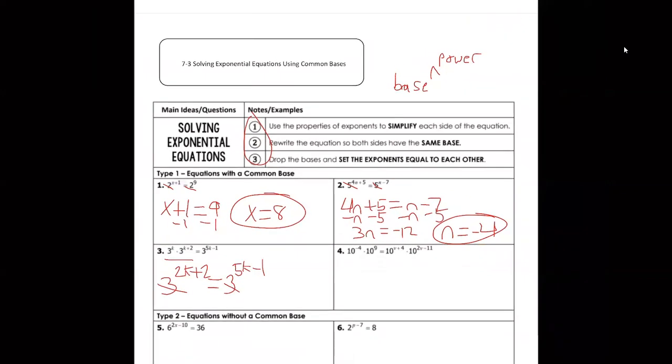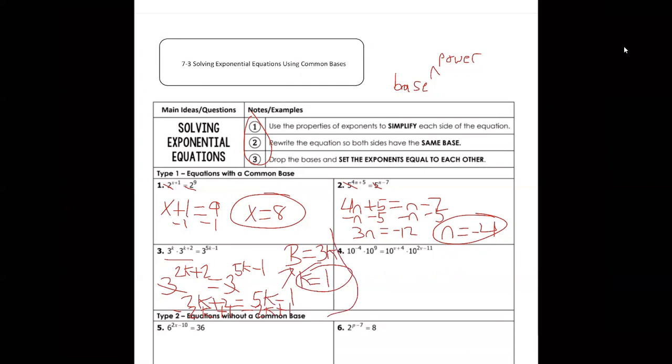I wrote a little bit too big. But you'd have 2k plus 2 equals 5k minus 1. Then if you solve this, I'll subtract the 2k and add the 1. Sorry, I wrote way too big, but you should get 3 equals 3k. And then k would equal 1. Sorry, that's a little bit sloppy, but basically just solve that pretty basic equation. Nothing too crazy going on there.